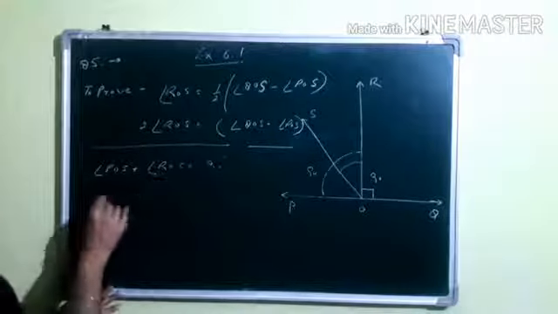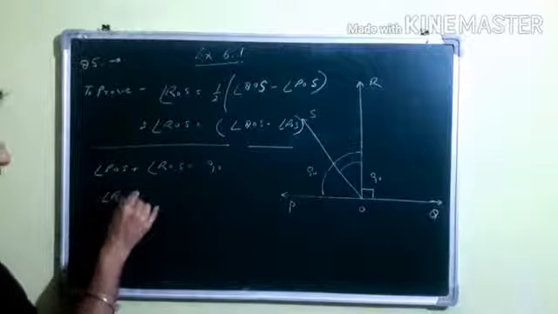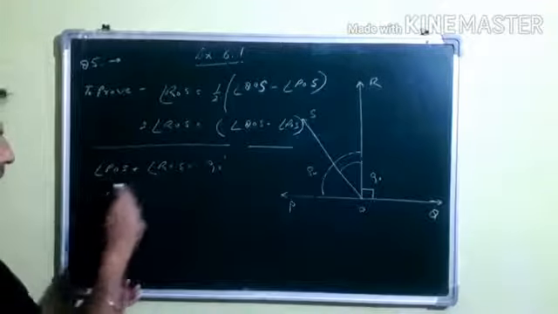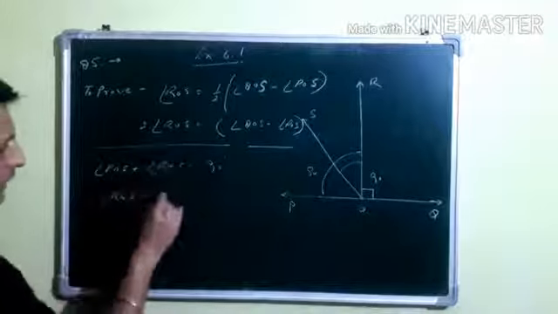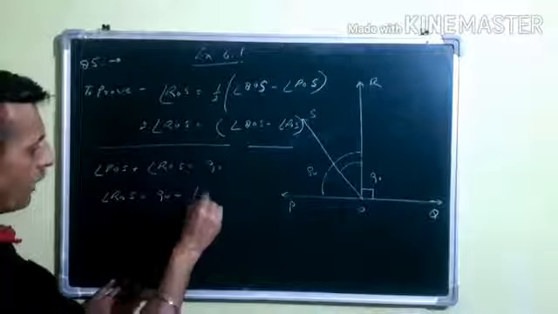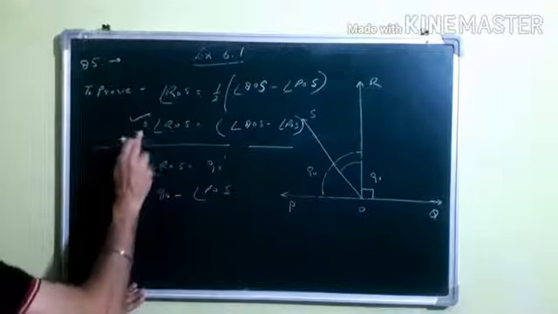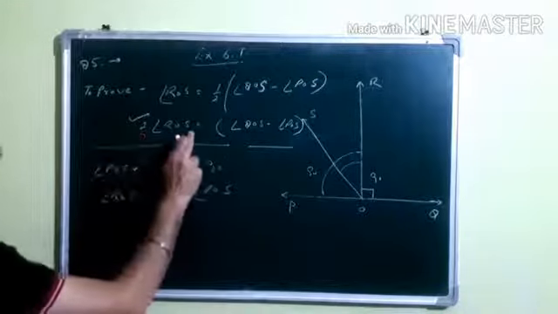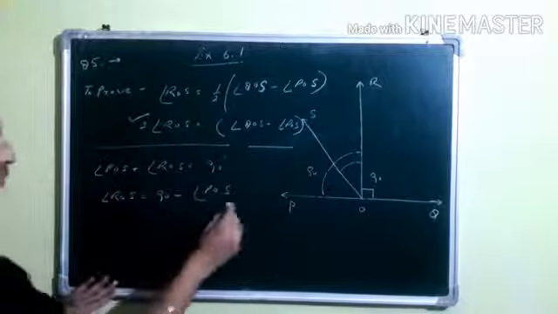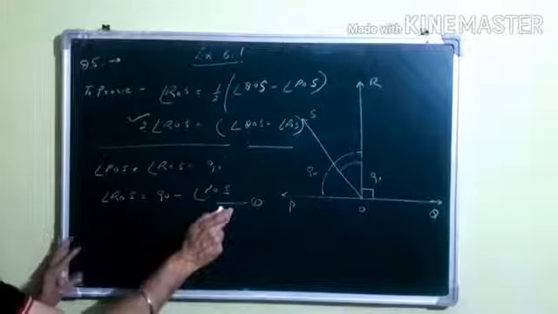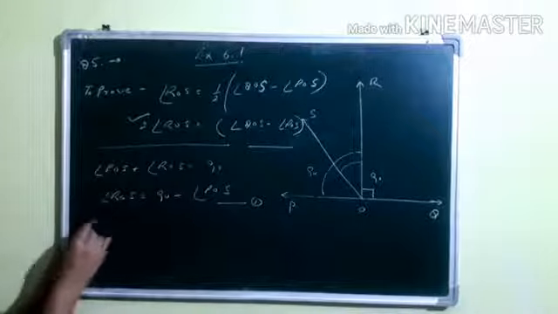But we need only ROS. So keep ROS on the left-hand side, and shift angle POS to the other side. That means 90 minus angle POS. But as you have seen, our requirement is 2 times ROS. So, let it be equation number 1. Now add angle ROS on both sides in equation number 1.